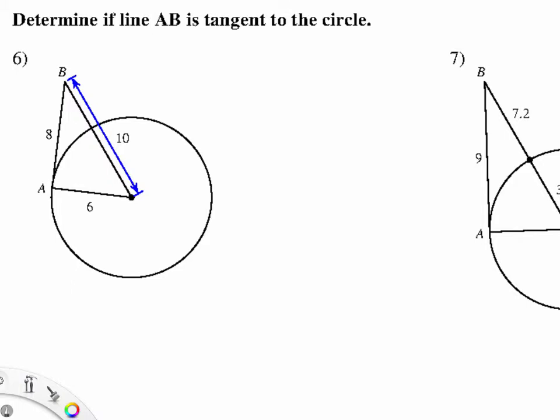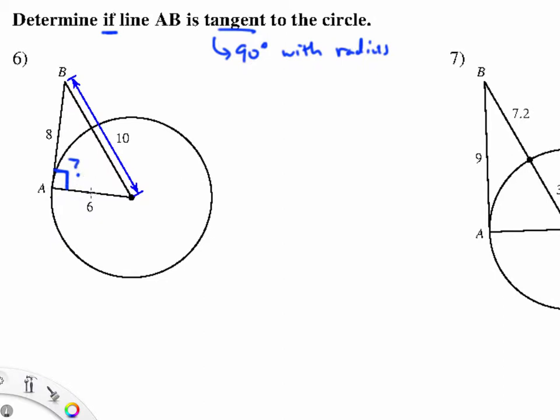All right, so next it says determine if AB is tangent to the circle. So remember what we talked about. If something is tangent, then it's going to form 90 degrees with the radius. So if it forms 90 degrees with the radius, it'll form this right triangle, right? So let's check here. If this is tangent, let's put a question mark here.